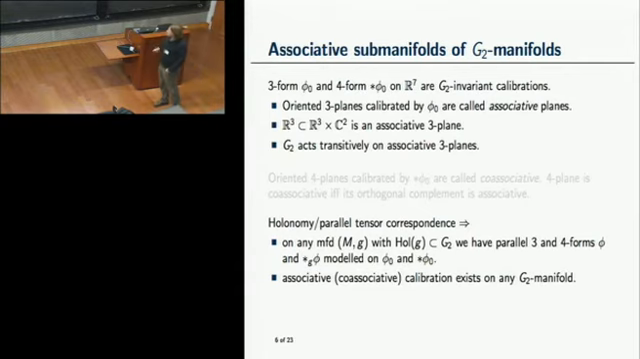Because of the standard holonomy parallel tensor correspondence, anytime I have a manifold with holonomy contained in G2, I get parallel 3 and 4 forms modeled on these constant coefficient things. In particular, an associative calibration exists on any G2 manifold.